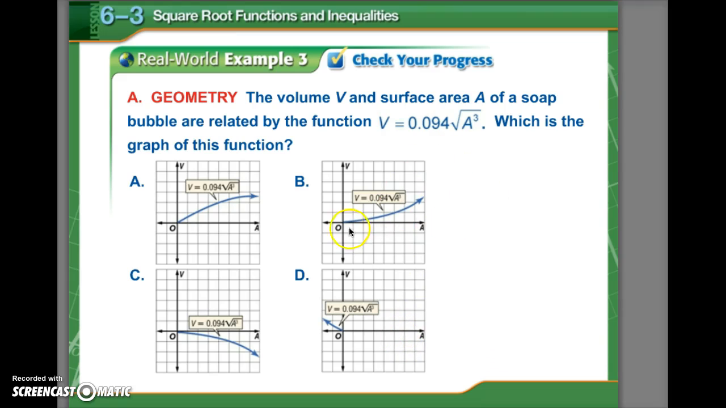So I would try just a couple points, maybe like the origin, maybe like 2 or 3, some point a little bit farther away from 0, and then some point closer to the end, just so you can have a good idea of where this graph is going to be. So pause the video as long as you need to solve this, and then when you have your answer, come on back and advance to the next slide.